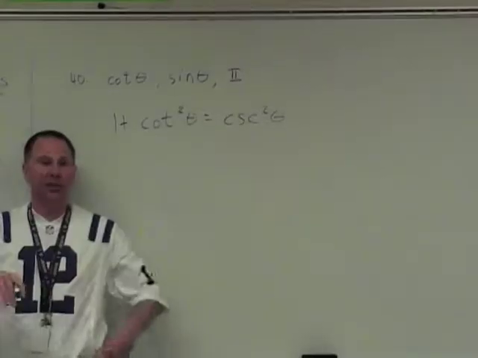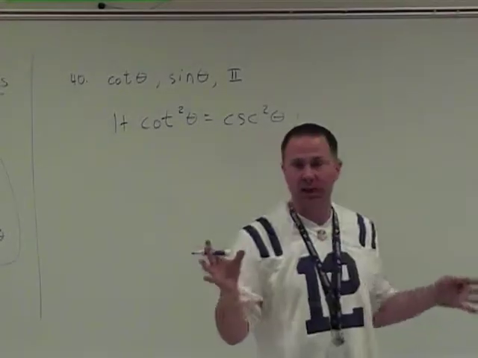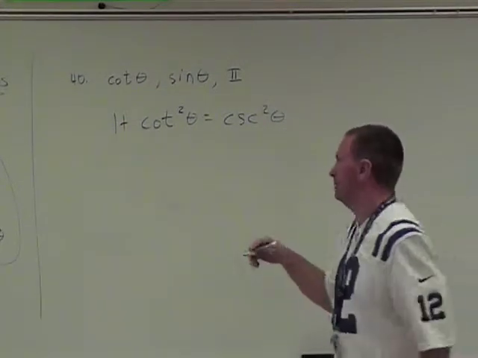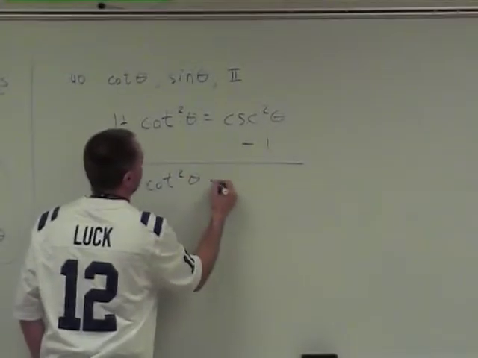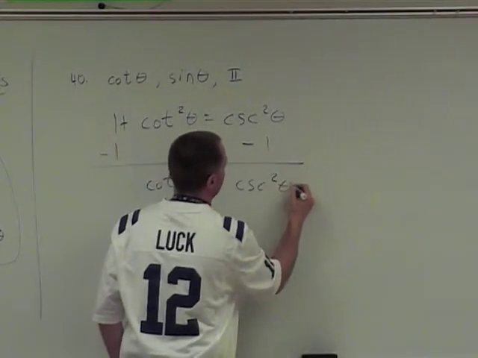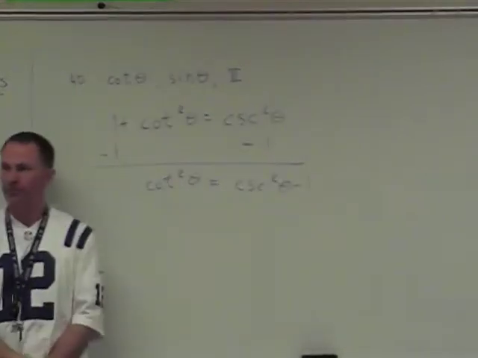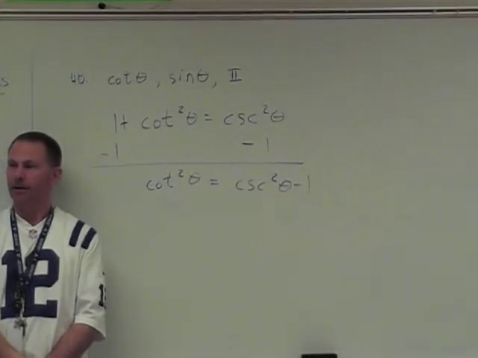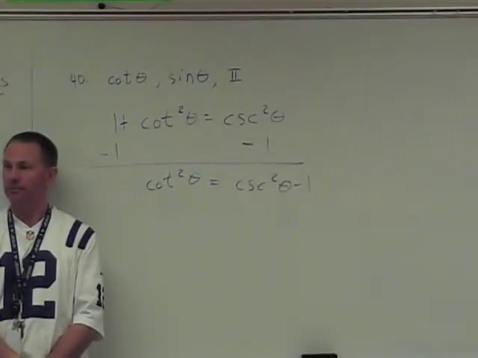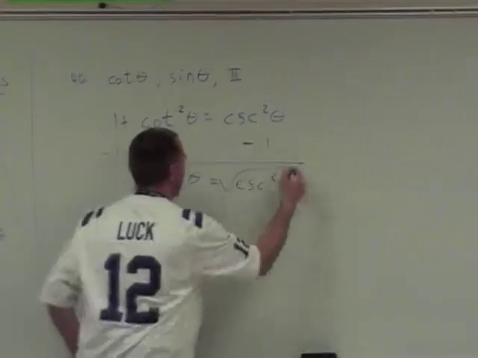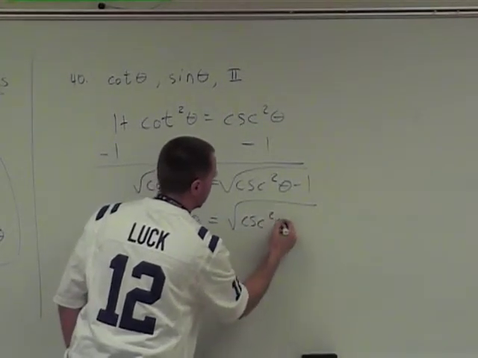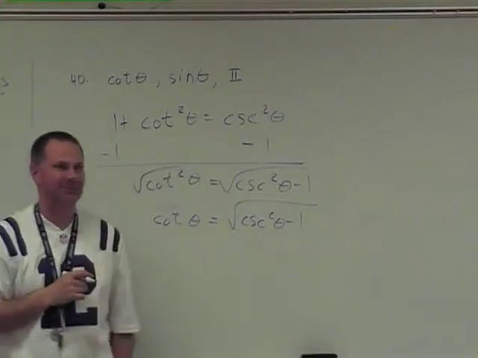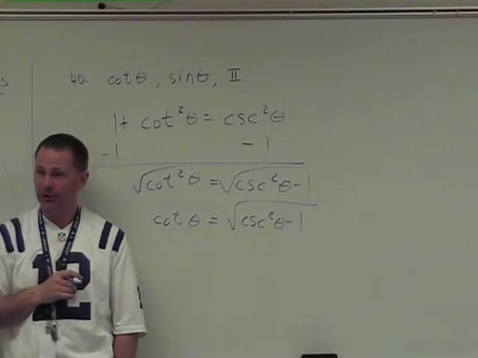How do I get cotangent squared by itself? At this point, it's just algebra. Subtract 1. Good. Cotangent squared of theta equals the cosecant squared of theta minus 1. Now, how do I get rid of the square? Yeah, square root of both sides. So the cotangent of theta is the square root of the cosecant squared of theta minus 1. We good so far?